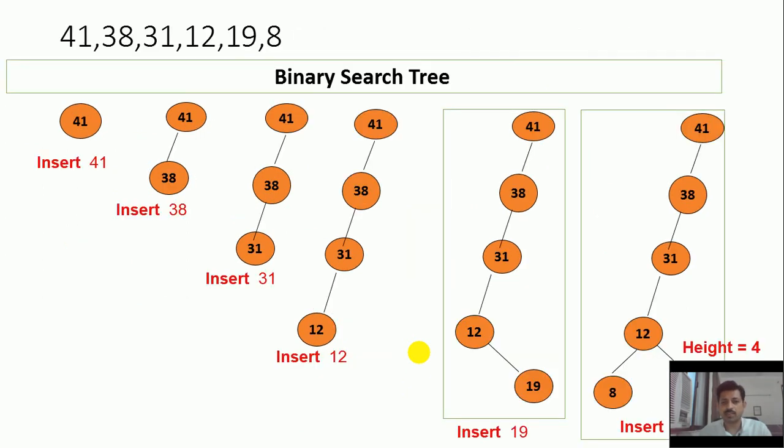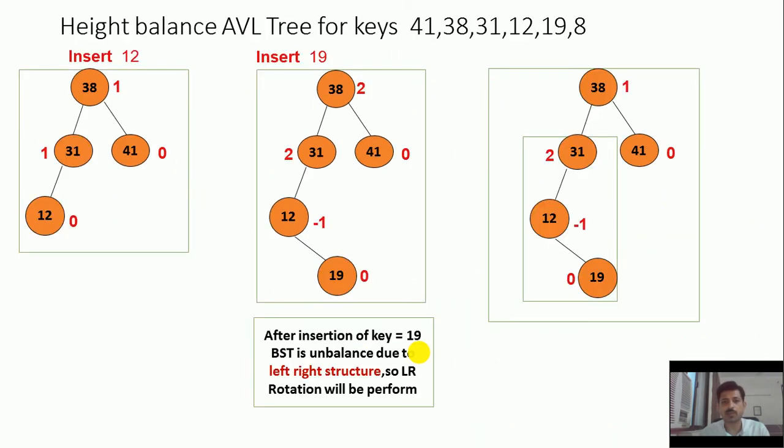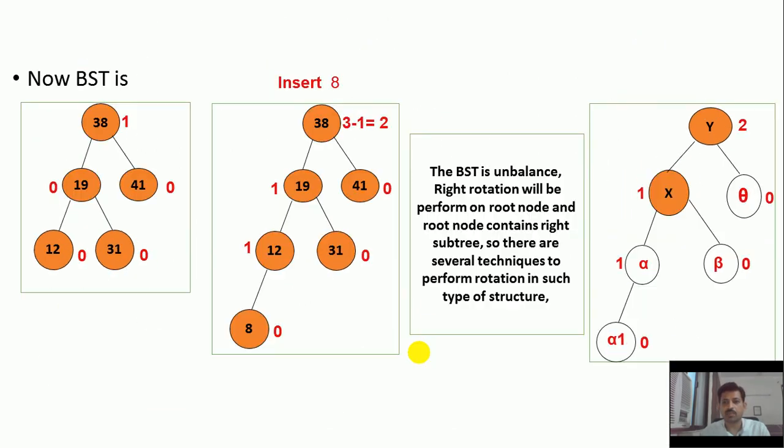In the next video we will discuss some more examples, and we will discuss some special kinds of rotations. Suppose we want to perform the right rotation on this node, and 38 is carrying one right subtree also. These kinds of rotations are the special kinds of rotations. There are 4 to 5 special kinds of rotations for these types of questions. So please watch my next video to find the answer.